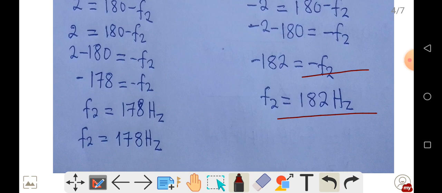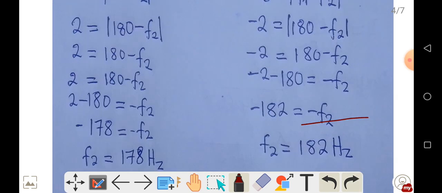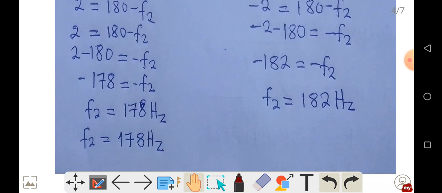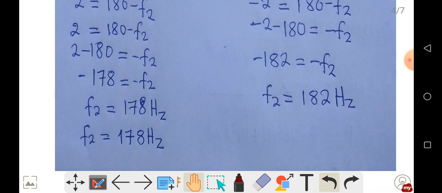So using these frequencies, we can calculate the speed and direction of the moving train. First we'll assume the other frequency is 178 Hz. Later we'll assume 182 Hz. We will continue using 180 as the frequency of the source.